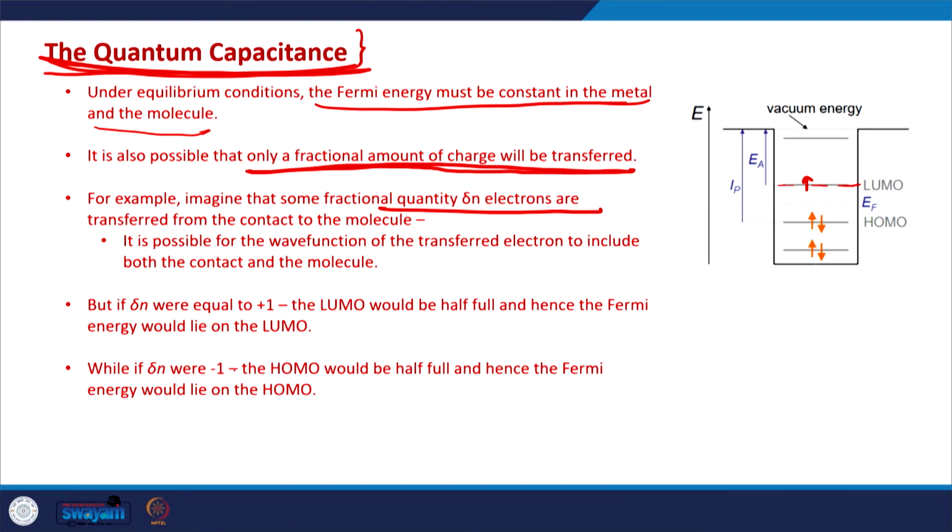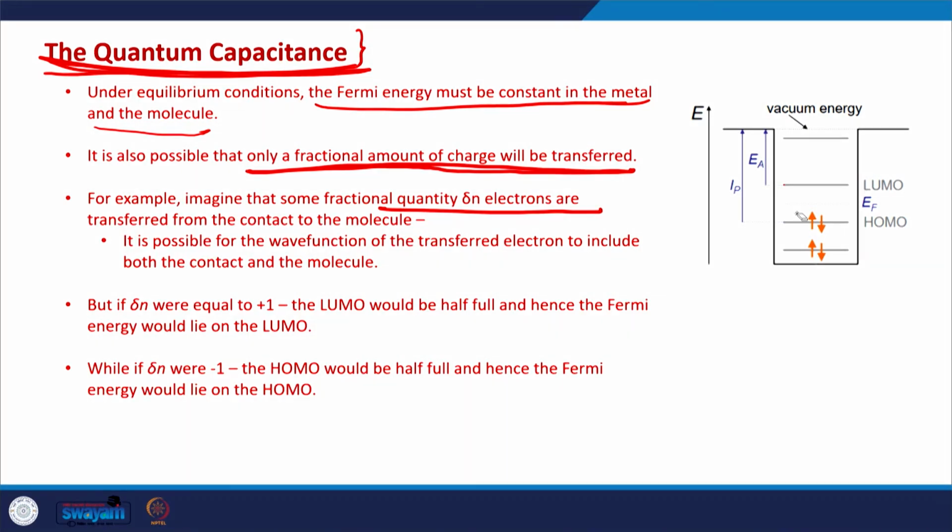Similarly, if delta n is minus 1, which means one electron is transferred from the quantum dot to the metal, in that case there will be only one electron left at the HOMO orbital, and the Fermi level will now be at the HOMO energy level. So that way the Fermi level changes as a function of the number of electrons.